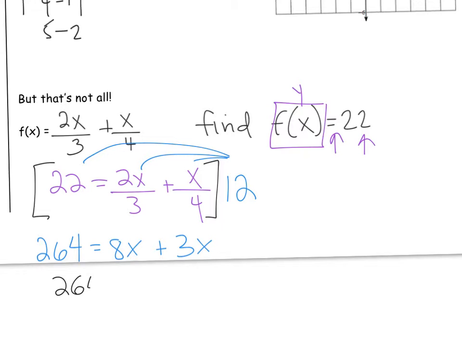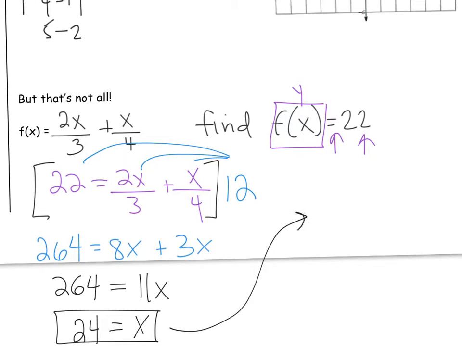So we're looking at 264 is equal to 11x. Divide by 11 on both sides to get that x is 24, but we will express this in function notation. f of 24 is 22. When the x is 24, the function is set at a y value of 22. That's a little more of an advanced concept because we're looking at a problem from a different perspective.